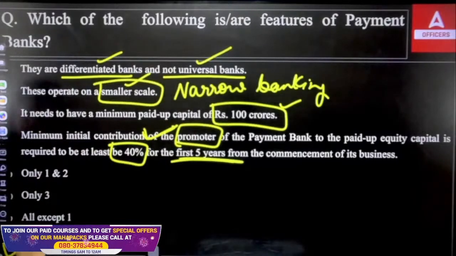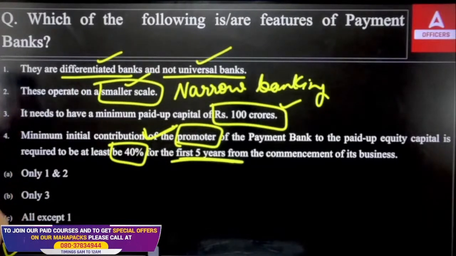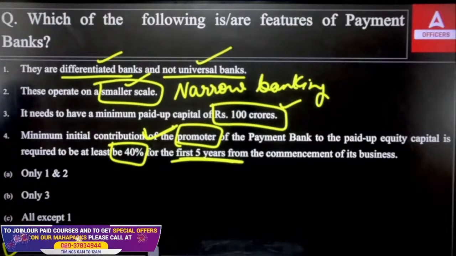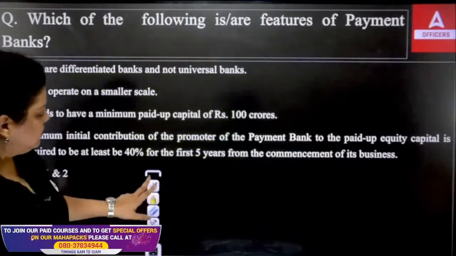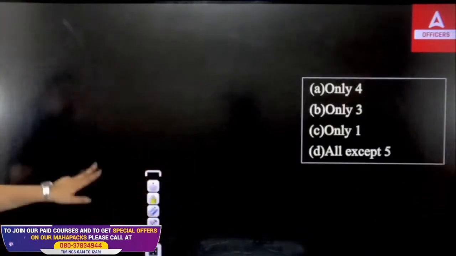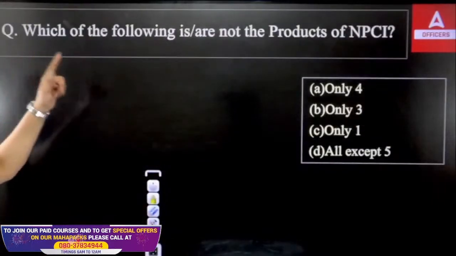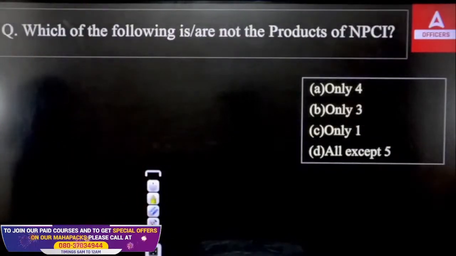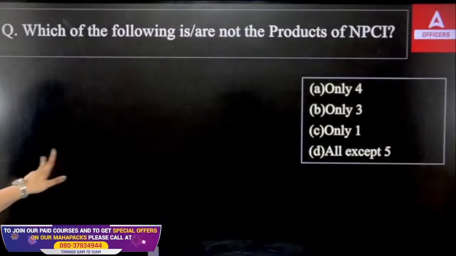It means all are the features of the payment bank. Okay, all are correct. Right answer will be D option. So right answer is what? D option. Clear? Next. Next we have here, which of the following are not products of NPCI?